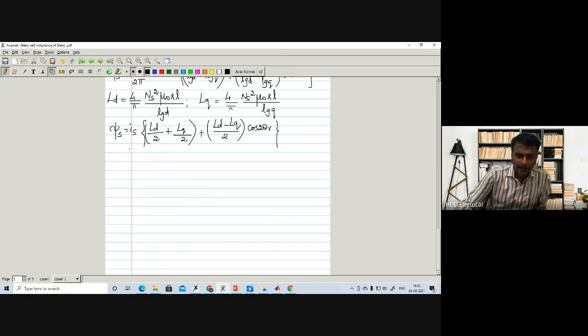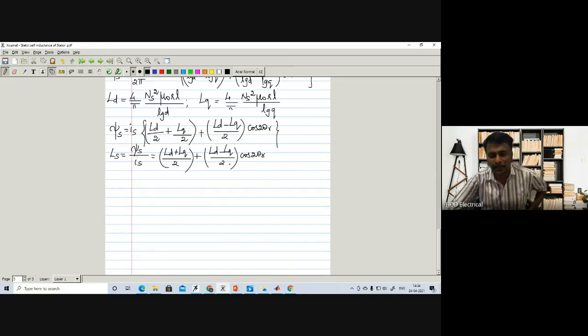Now, let me write the stator inductance. Stator inductance is nothing but stator flux linkage divided by current, that is equal to LD plus LQ divided by 2 plus LD minus LQ divided by 2 into cos 2 theta r. This is what we have learned in our earlier course, two reaction theory. Let me take now theta r is equal to 0.